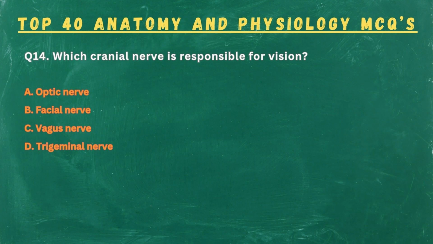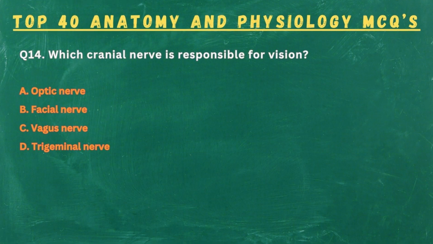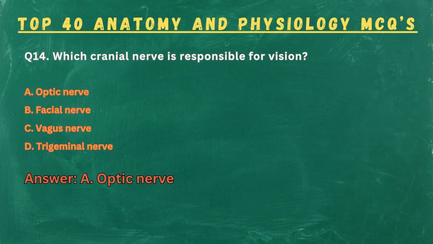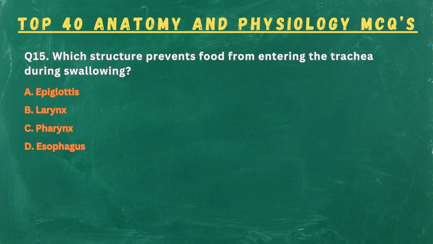Q14. Which cranial nerve is responsible for vision? A. Optic nerve. B. Facial nerve. C. Vagus nerve. D. Trigeminal nerve. Answer: A. Optic nerve. Q15. Which structure prevents food from entering the trachea during swallowing? A. Epiglottis. B. Larynx. C. Pharynx. D. Esophagus. Answer: A.